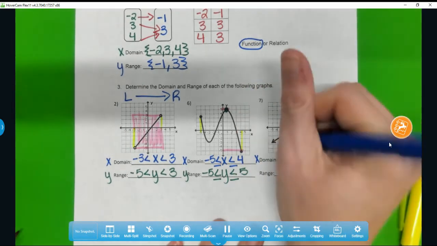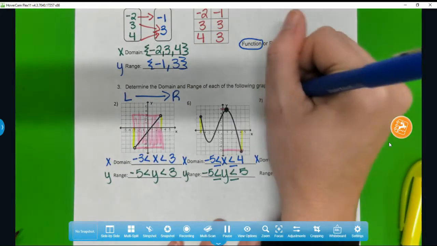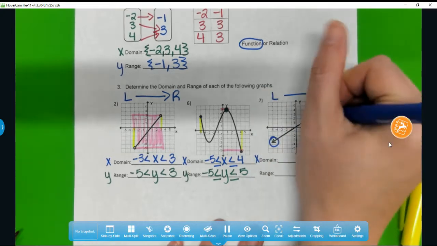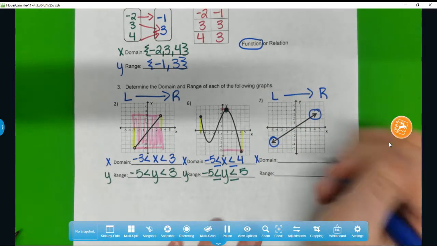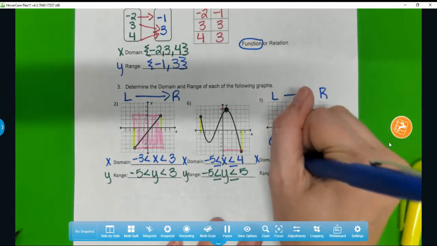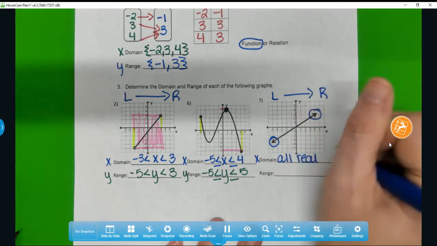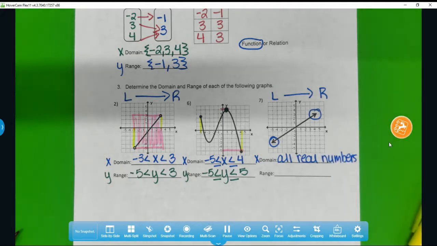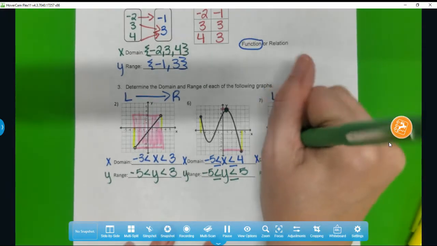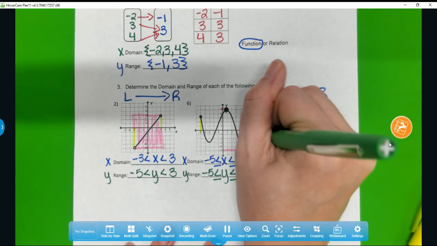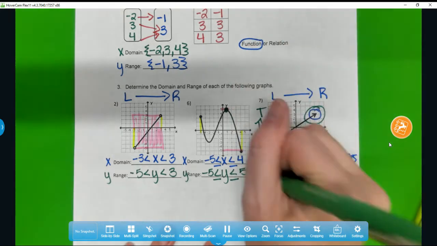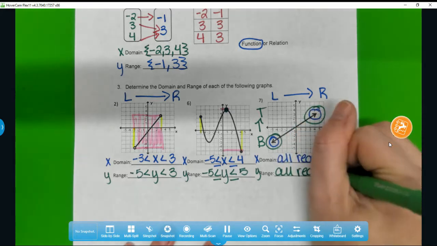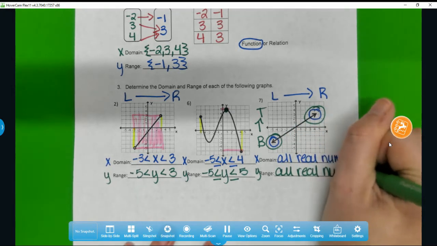Okay, domain. So left to right. Here, I'm not going to draw the inequalities because I see arrows at both ends. Remember, arrows at both ends mean all real numbers. Same thing, bottom to top. There's arrows at both ends, all real numbers.